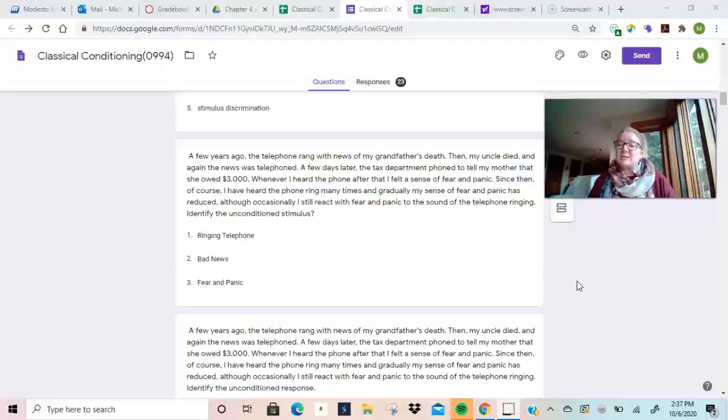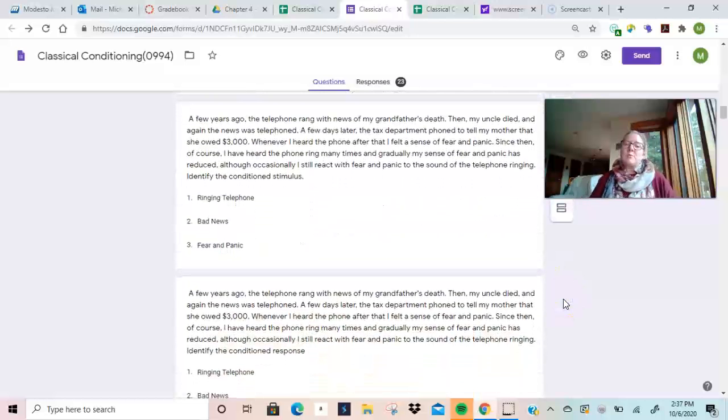Identify the unconditioned stimulus. Okay, so the first part is what is not trained. A lot of people end up putting the ringing of the telephone. But does the ringing of the telephone, unless you've had all of these things happen, make us sad or upset or fearful or panicked? It's actually the bad news that makes us have those feelings. So the bad news would be the unconditioned stimulus because, again, it's not trained. And then the unconditioned response would be fear and panic. A lot of you did get that one right.